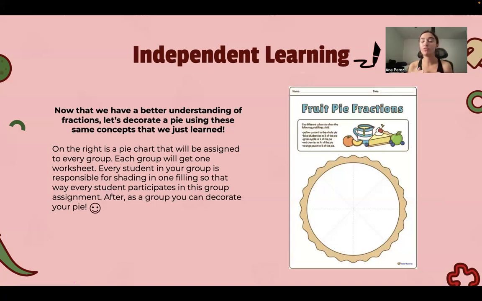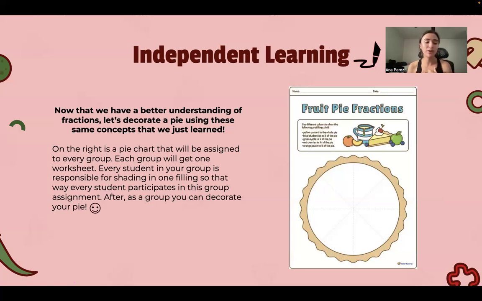Every student in your group is responsible for shading in one filling, so that way every student participates in this group assignment, okay? Every group will have one pie chart, okay? So as a group, you are going to work together to decorate your pie. And then at the end, when you're done shading, you can go ahead and decorate it, make your paper look pretty. Okay, this will be graded, so make sure that you follow proper instructions.